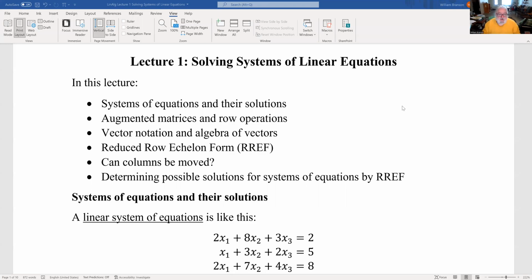Lecture 1 on linear algebra, solving systems of linear equations. So what we'll look at is systems of equations and their solutions, augmented matrices and row operations, a little bit about vector notation and the algebra of vectors, and then finally reduced row echelon form. And can columns be moved? And if you have the RREF, can you figure out what the possible solutions are?